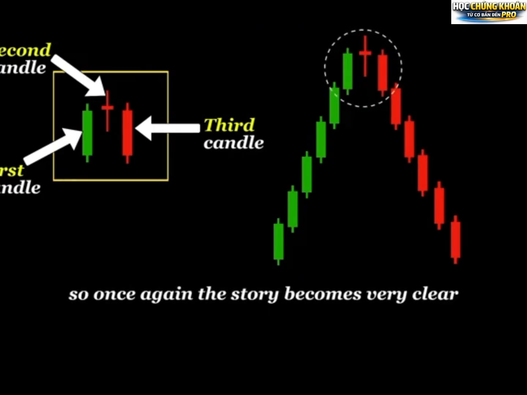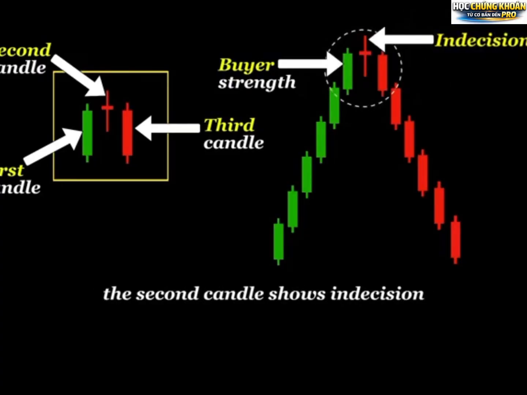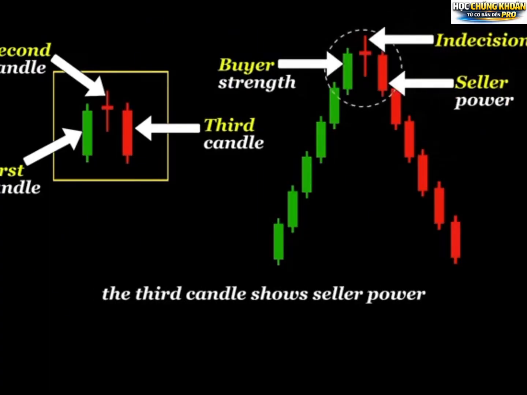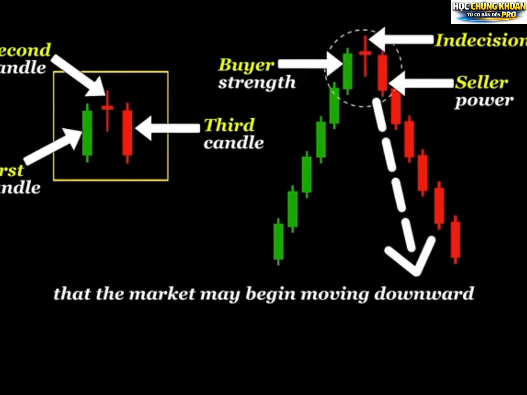So once again, the story becomes very clear. The first candle shows buyer strength, the second candle shows indecision, the third candle shows seller power, and this shift in control often signals that the market may begin moving downward.